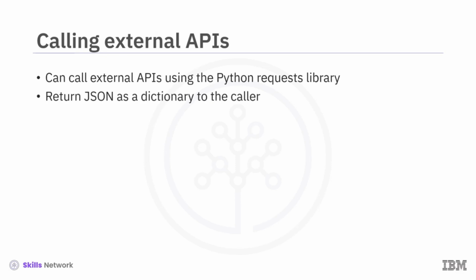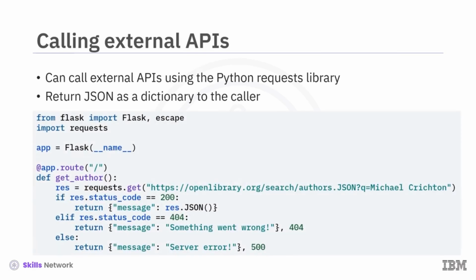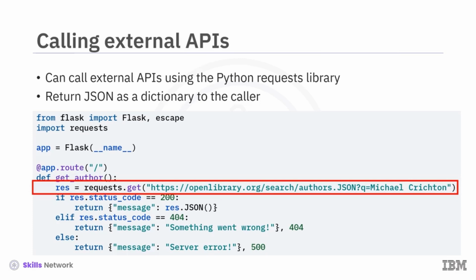You can return the JSON from the external API to your client. However, you can also process the results before sending them back to your client. Here is an example. First, you import Flask and request modules. The code here assumes you have already installed the requests library. You can define your route next. Use the requests library to request the Open Library API and search for information for the author, Michael Crichton.